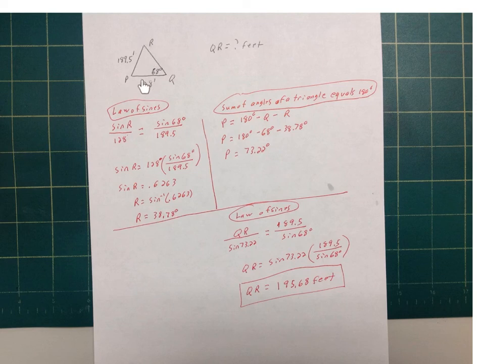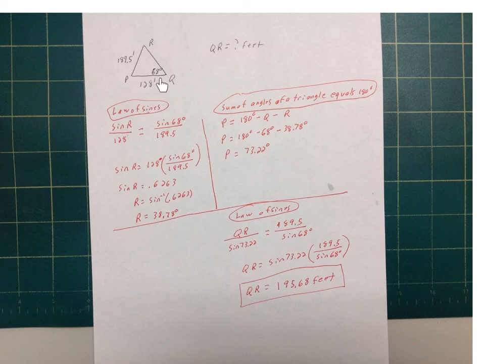And so I start out, the sine of r, sine of this angle over that's, I guess sine of 68, sine of 68 over the side opposite, 189.5 equals the sine of r over 128. And then I multiply each side by 128, put that in the calculator, and I get 0.6263, and take the inverse sine of it, and I get about 38.78 for this angle here.